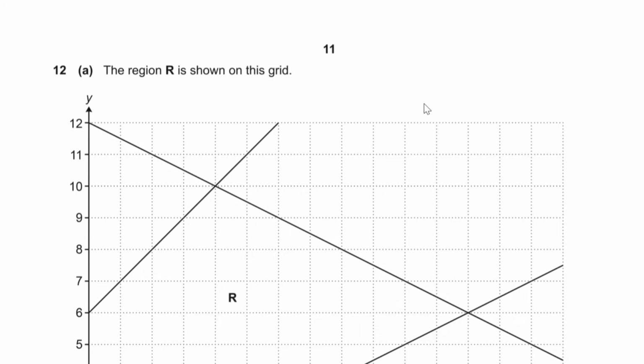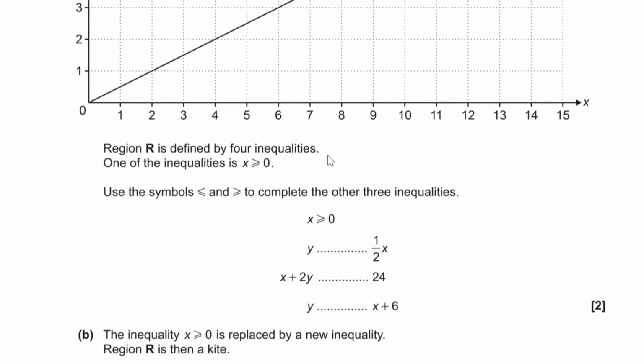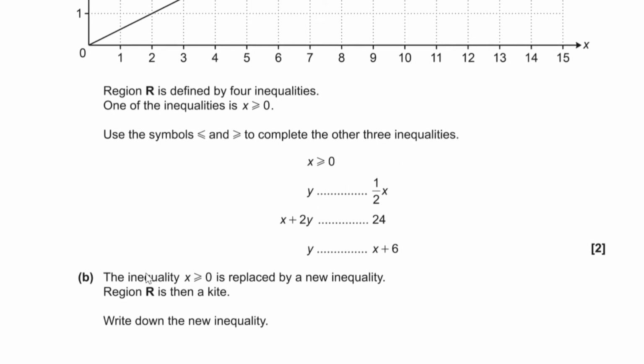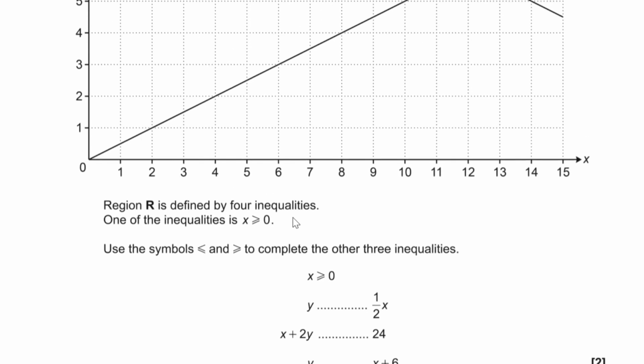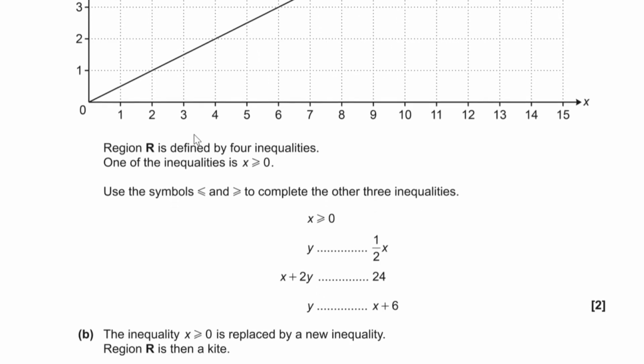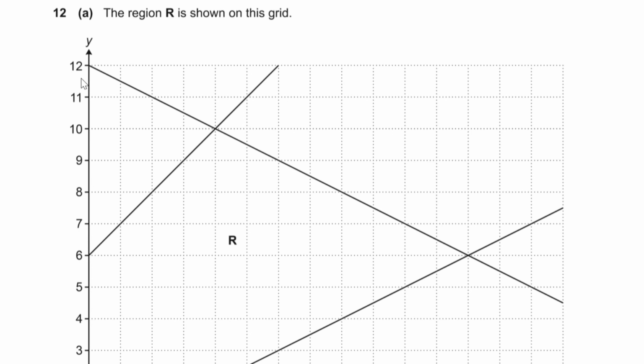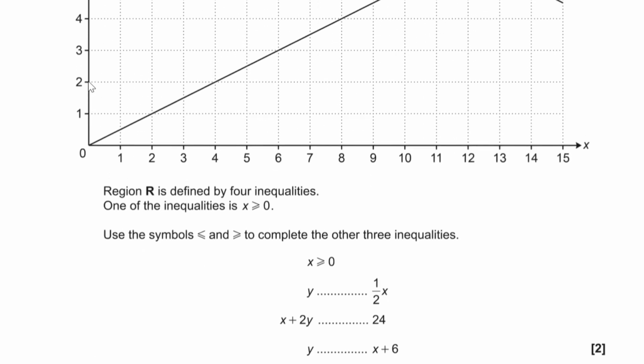Question number 12. For part A, the region R is shown on this grid. That's what we see here. And region R is defined by 4 inequalities. One of the inequalities is x is greater or equal to 0. We have to use the symbols less than or equal to 0 or greater or equal to 0 to complete the other 3 inequalities, as we see here. So first of all, we'll label the lines. Now, x being greater or equal to 0, well, that's just the y-axis.